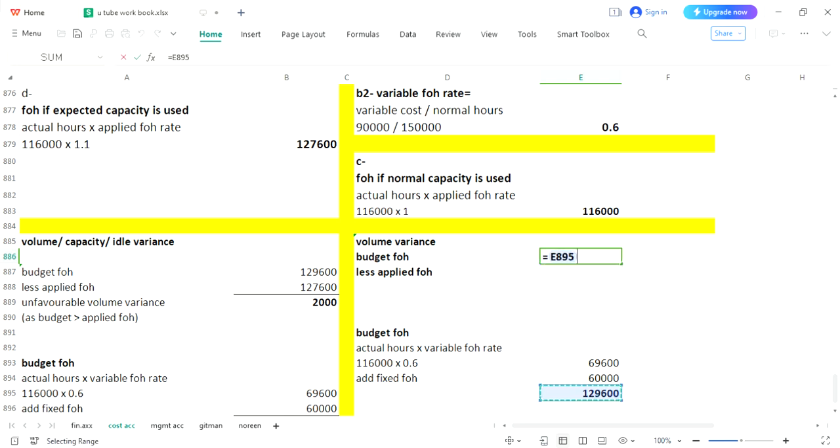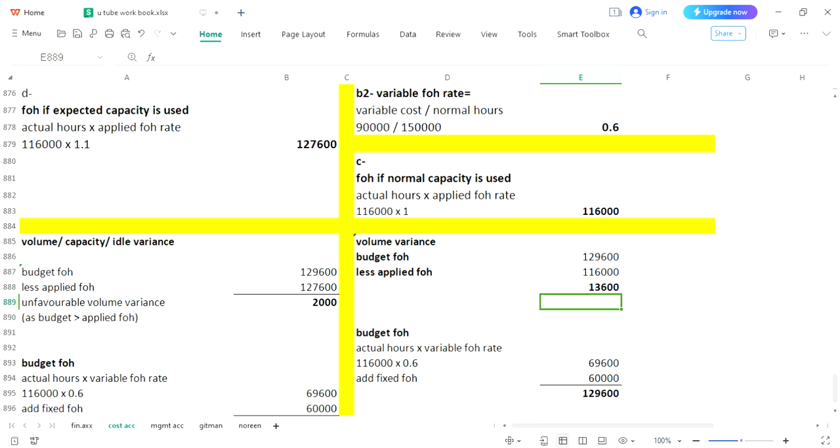You can see amount 129600 put over here. Then applied FH according to normal capacity, you can see over here you calculated FH applied because applied rate has been used, and the amount was 116,000 put over here. It's time to calculate volume variance according to normal capacity, the difference between budget and applied FH. Budget is 129600, applied FH 116,000. So we have got our variance over here.